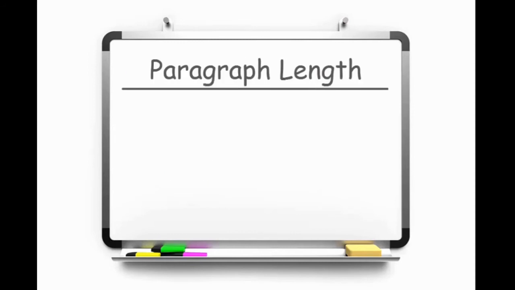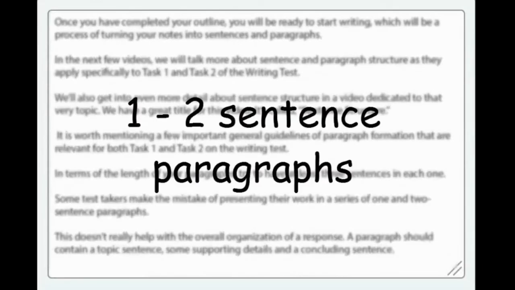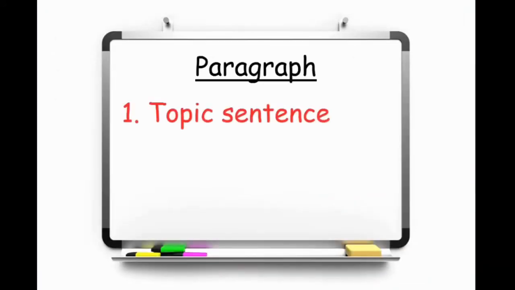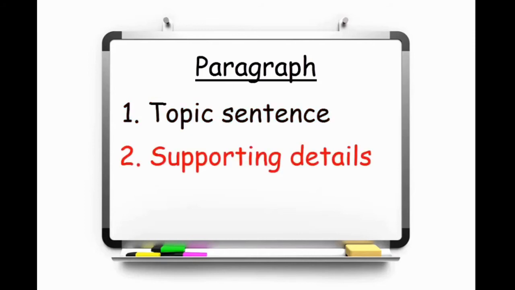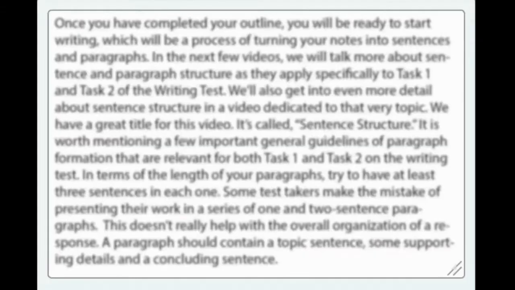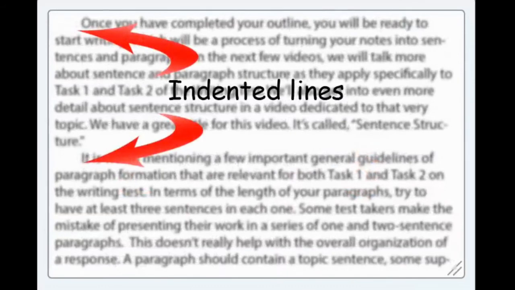In terms of the length of your paragraphs, try to have at least 3 sentences in each one. Some test takers make the mistake of presenting their work in a series of 1 and 2 sentence paragraphs. This doesn't really help with the overall organization of a response. A paragraph should contain a topic sentence, some supporting details, and a concluding sentence. Another thing to remember is to make the division between paragraphs very clear. There should either be a space between paragraphs, or the first line should be indented with 5 spaces.